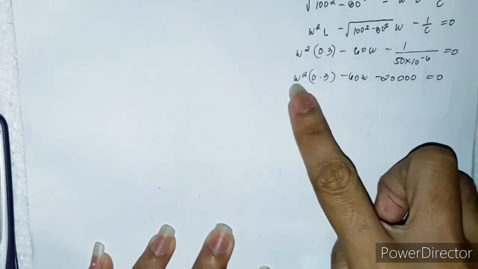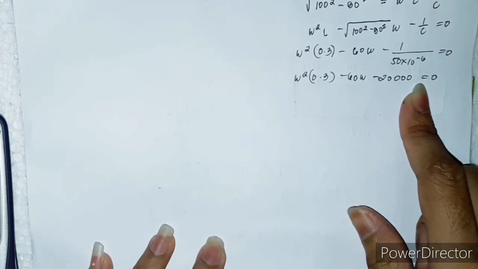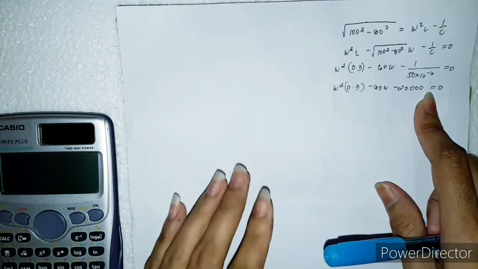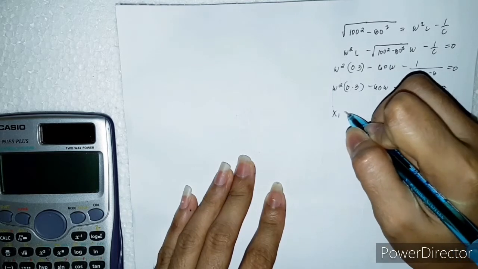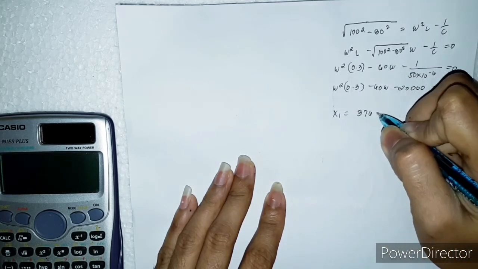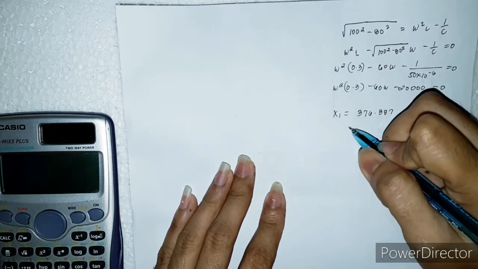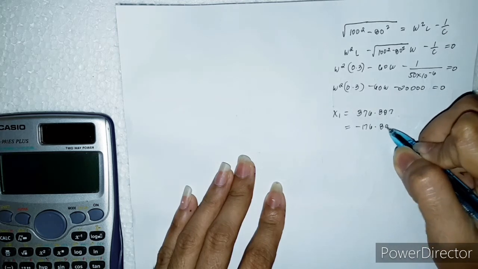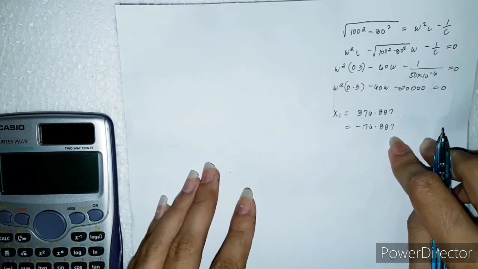So let's plug this equation into the calculator using mode equation 3. After plugging that in, we'll be able to find the roots, two roots rather. One is 376.887 and the other one has a negative value of 176.887. So let's use the first one because the negative one is absurd.